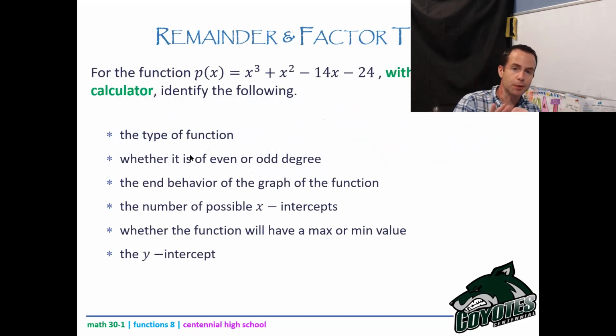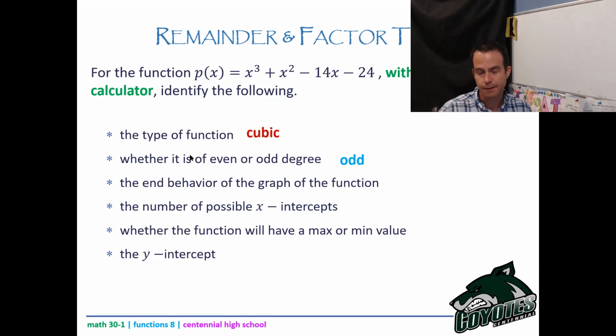So, quick review. For the function p of x equals x cubed plus x squared minus 14x minus 24, and without a graphing calculator, identify the following, okay? So this is right in your notes. Okay, so the type of function, it would be a cubic. It is an odd degree. And remember, yesterday we talked about the fact that odd degrees sort of behave like a line with a bunch of funky stuff happening in the middle.